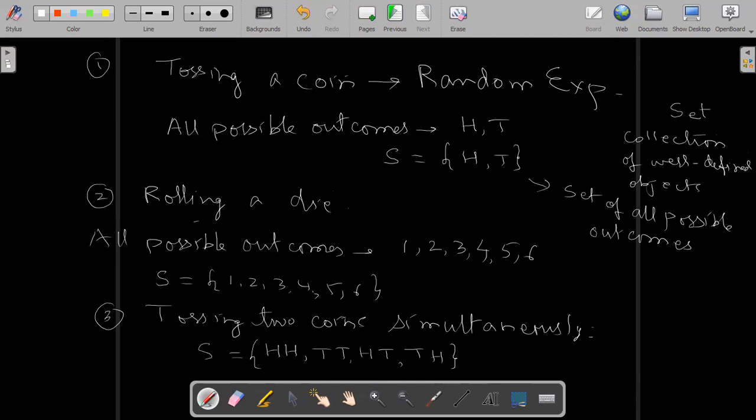So this is the sample space. This is the set of all possible outcomes. The set of all possible outcomes is called a sample space, and it is denoted by S. That's why I use S. It's called the sample space.